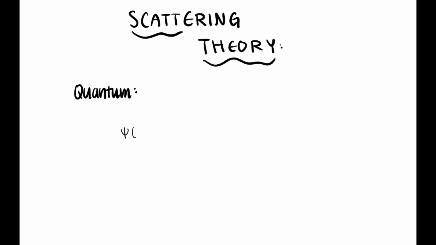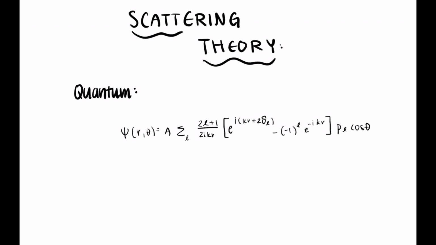We can also perform phase shift analysis, where an incoming plane wave will take on a phase shift to create the outgoing wave. These calculations give us the partial wave amplitude and the cross-section, which describes the probability that scattering will occur.